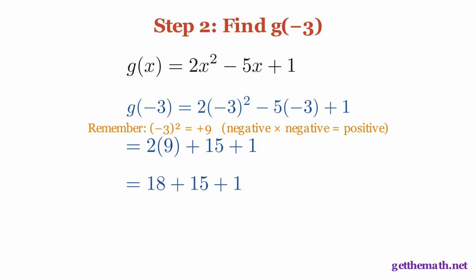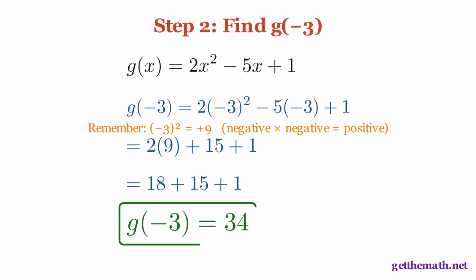So we get 2 times 9 plus 15 plus 1. That is 18 plus 15 plus 1. G of negative 3 equals 34.